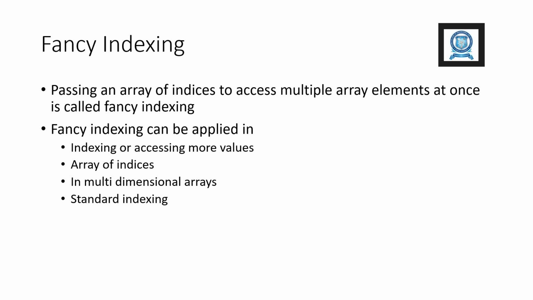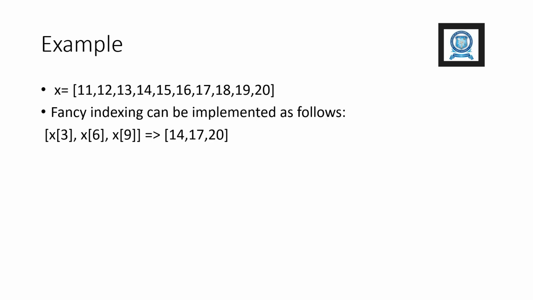Fancy indexing. Passing an array of indices to access multiple array elements at once is called fancy indexing. Fancy indexing can be applied in indexing or accessing more values, array of indices, in multidimensional arrays, and in standard indexing.